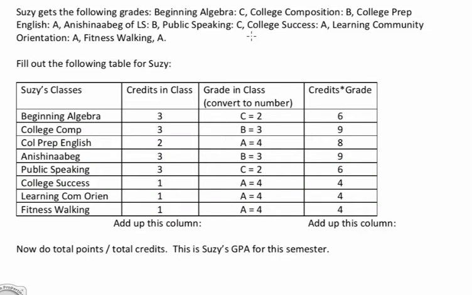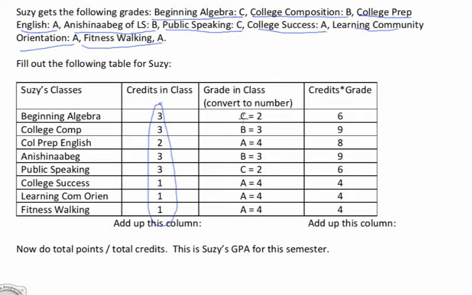So Susie gets a C in beginning algebra, a B in comp, an A in college prep English. That's the 2-credit English class that's developmental right after the regular college comp. A B in Anishinaabe, a C in public speaking, A in college success, A in learning community orientation, and A in fitness walking. So here's the credits in each one of those classes.